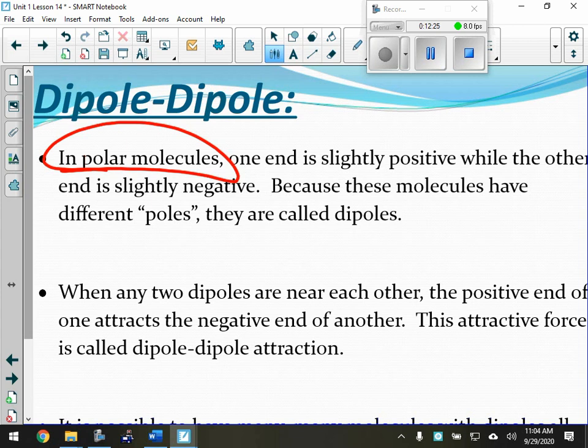molecules. We know that in polar molecules, I showed you a couple today, we have a negative end to the molecule and a positive end to the molecule based on differences in electronegativity, of course. Because these molecules have different poles, a negative end and a positive end, they're called dipoles. When any two dipoles are close enough to each other, they will attract one another. So a little bit of a negative end of one molecule and a little bit of a positive end, they'll attract each other.